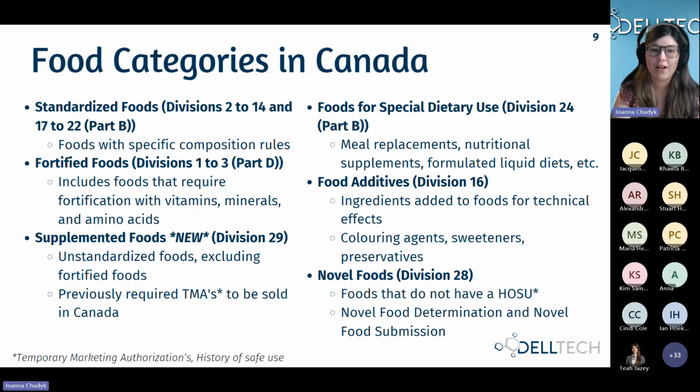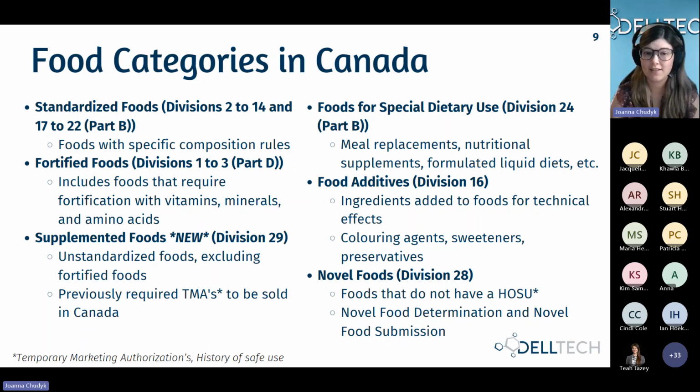So the next category are foods for special dietary use. Similar to standardized foods, they have strict compositional requirements. These include meal replacements, nutritional supplements, formulated liquid diets, and it's important that they meet the nutrition requirements outlined in Division 24 of the regulations.